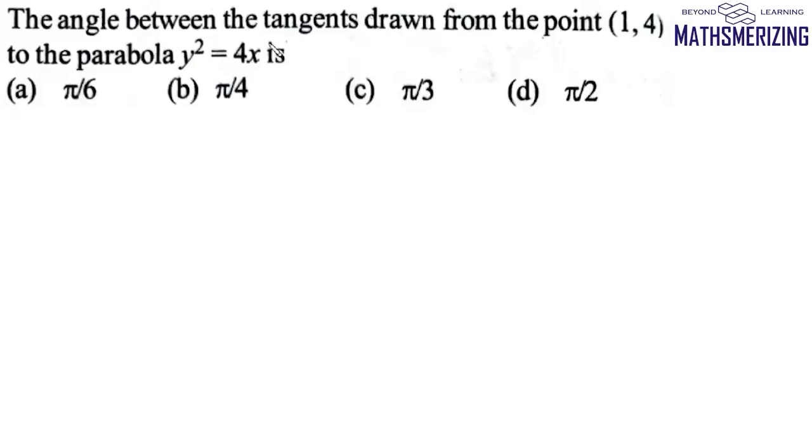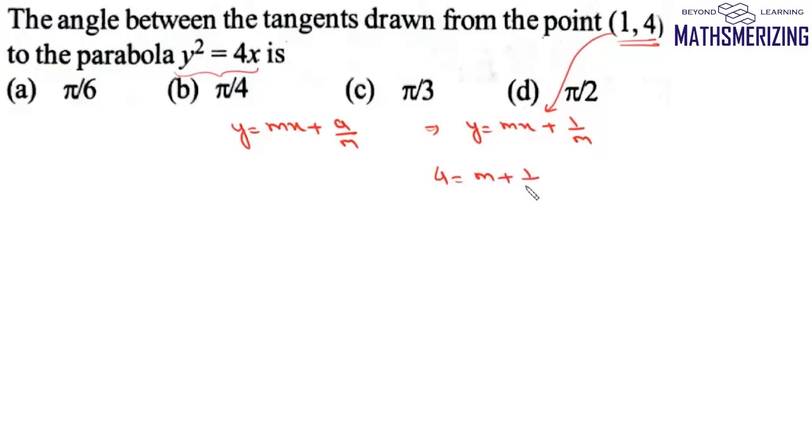Now the question is: the angle between the tangents drawn from the point (1, 4) to the parabola y squared equals 4x is? So we need to find the angle between the tangents. We know that for this first form, the equation of tangent is given by y equals mx plus a by m. Now a in this case is 1, so we can write it as y equals mx plus 1 by m. Now these tangents pass through the point (1, 4), so I'll put y as 4 and x as 1. So this is m plus 1 upon m.